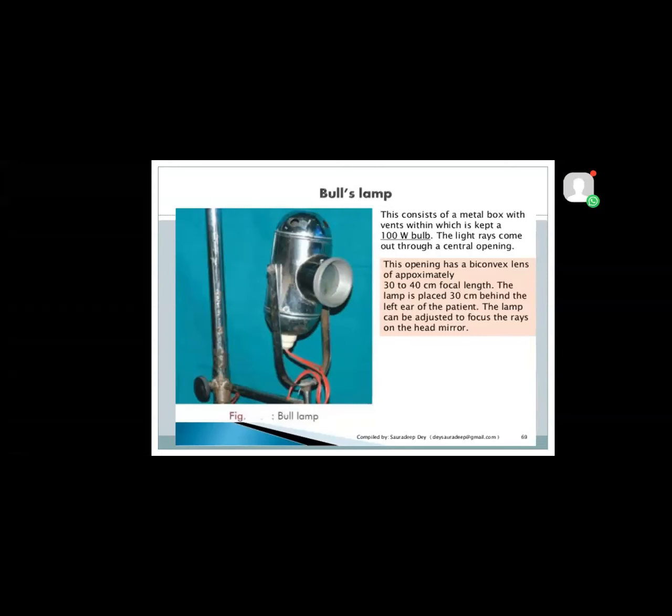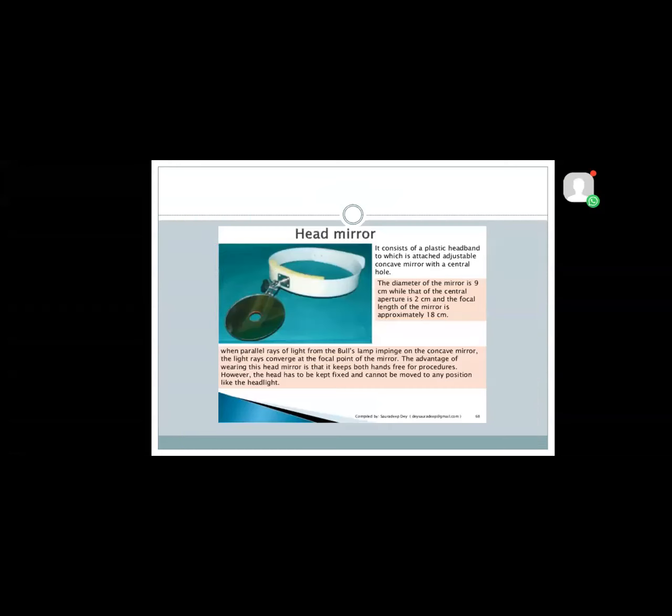This is the bullseye lamp we use, and the light which comes from that lamp gets focused onto the head mirror, which is attached to a plastic band. This band is worn by the examiner, because you can then use both hands for examination. If you use one hand for visualization of the ear, the other hand you can use for removing a foreign body or the wax. So this head mirror plays a very important role, as both your hands are free.